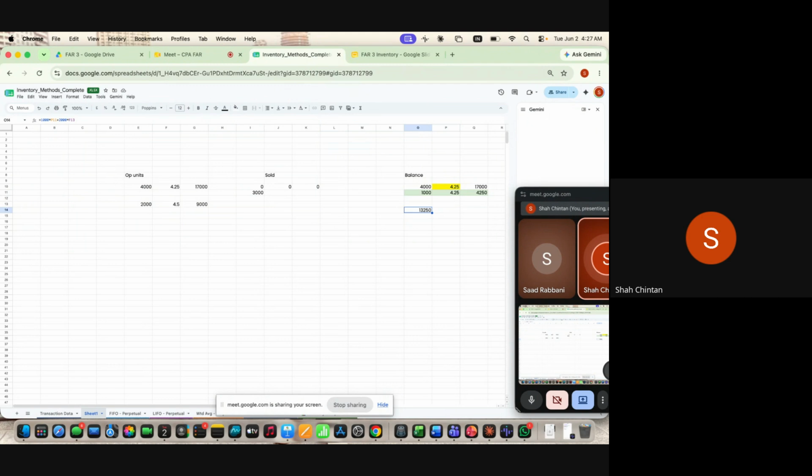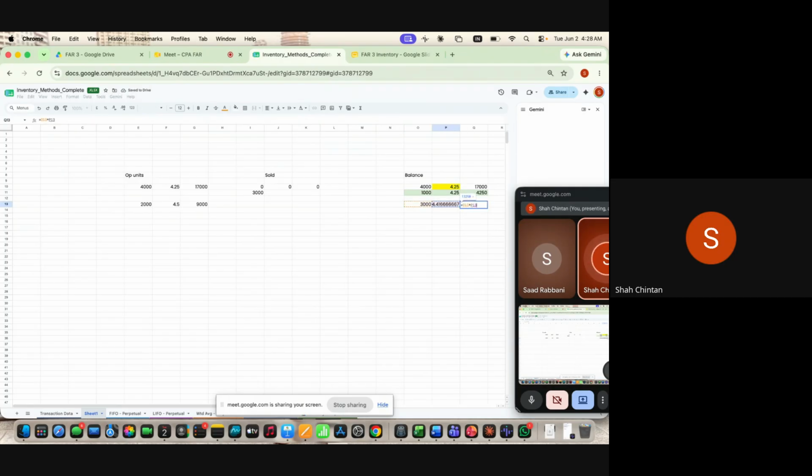But what happens in the case of weighted average, which is a moving average? I have a total of 3000 units on hand, so my number of units is 3000. But what is my average per unit? I have a total cost of this plus a total cost of this, and this entire cost I am going to divide across my 3000 units, which is my average cost. This comes to 4.42.